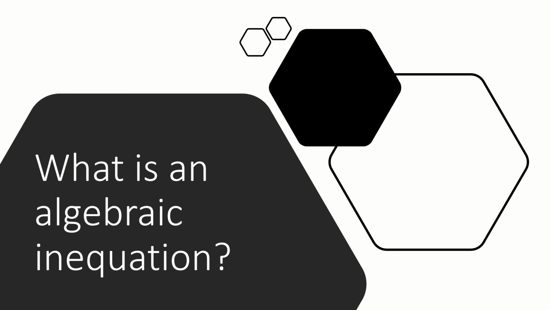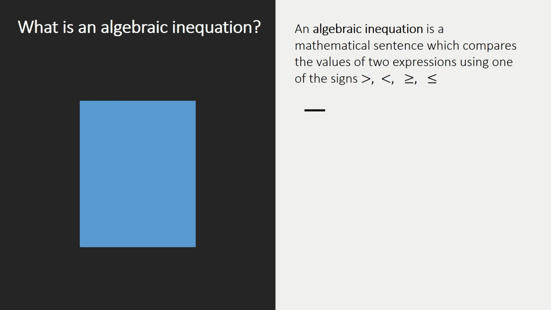So what is an algebraic inequation? An algebraic inequation is a mathematical sentence which compares the values of two expressions using one of those signs. But what do these signs mean?